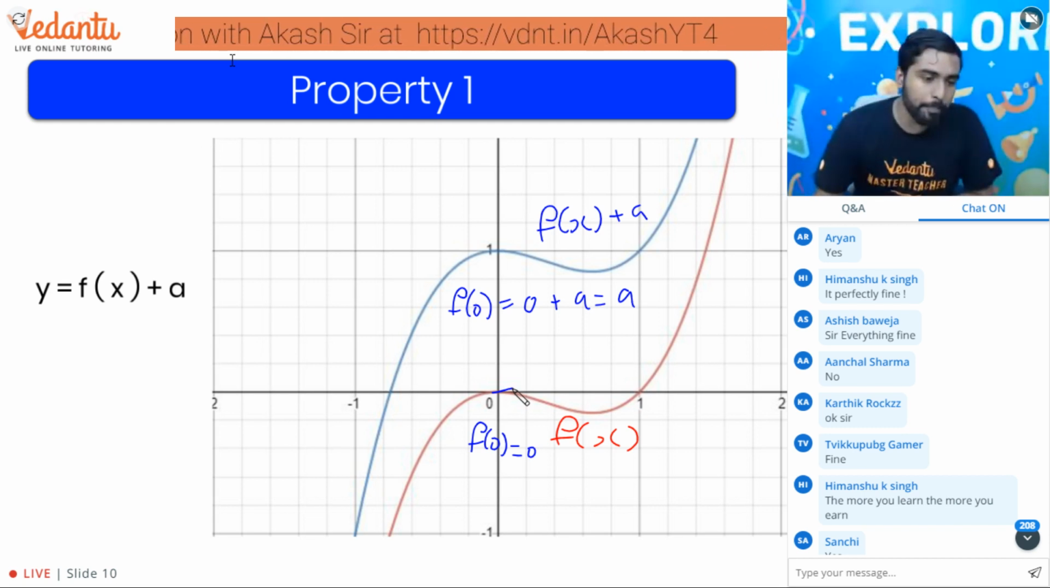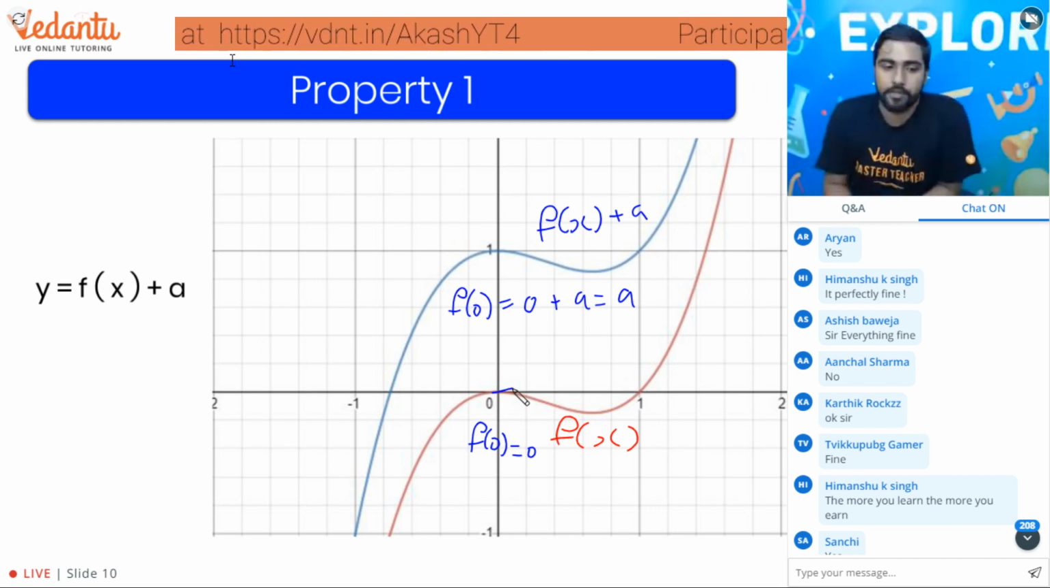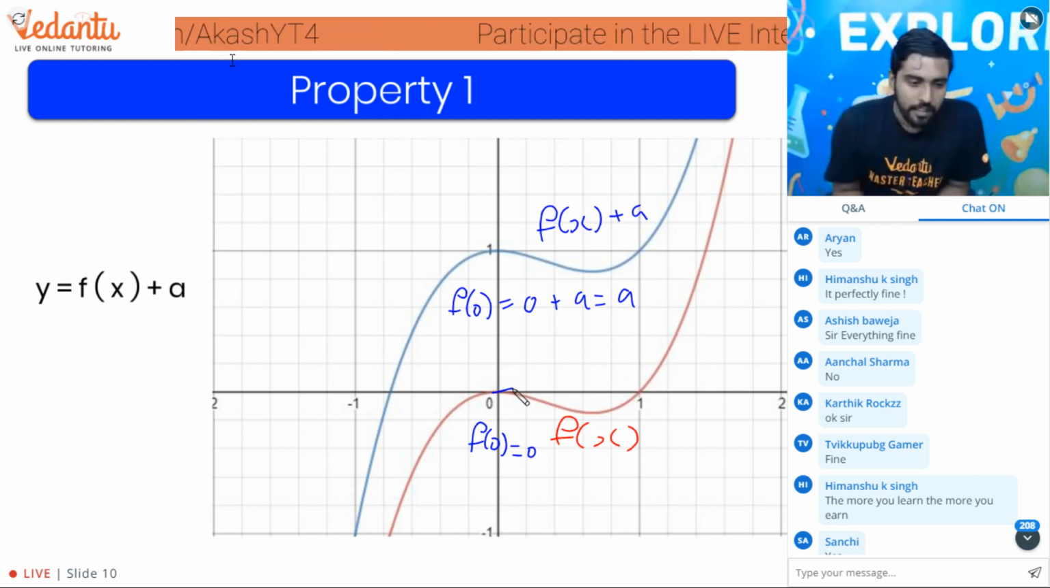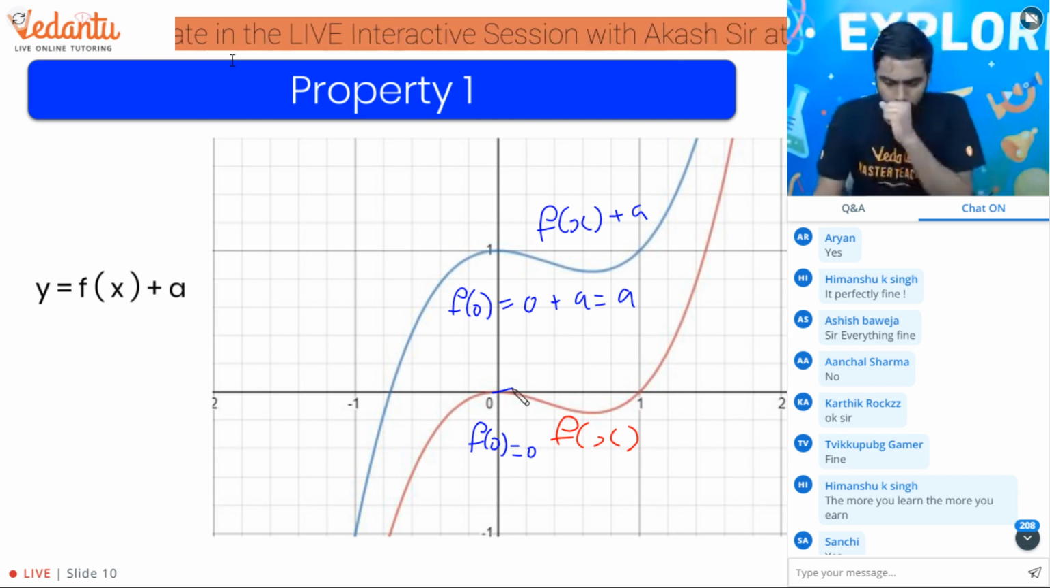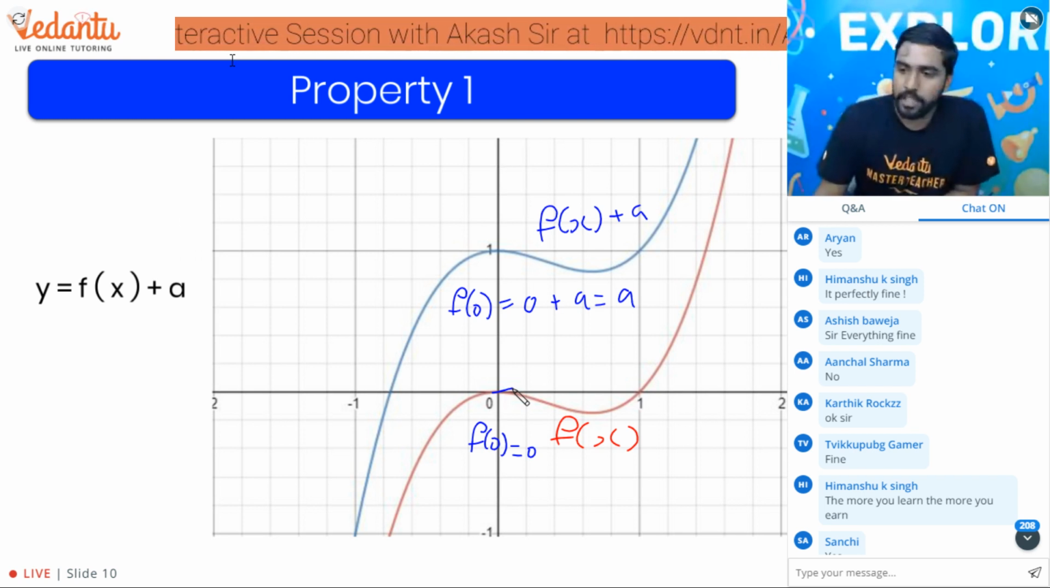Give me a quick poll if you have understood this particular transformation. Okay, awesome. All of you seem to have got it. Wonderful. We can stop the poll and we can move forward.